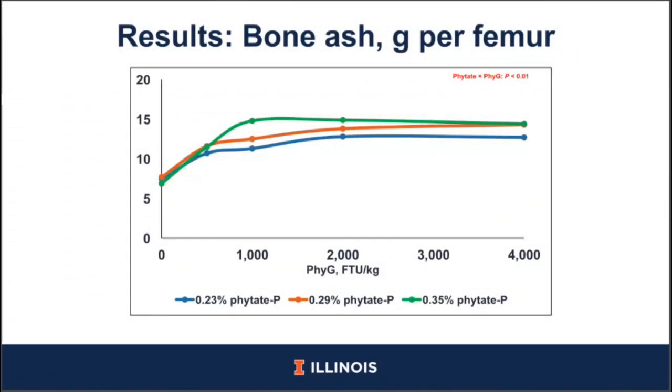Inclusion of PhyG to diets increased bone ash, but to a greater extent if there was 0.35 or 0.29% rather than 0.23% phytate-bound phosphorus in the diets. This is likely due to greater concentration of apparent whole tract digestible phosphorus that was liberated from phytate present in diets containing 0.35 or 0.29% phytate-bound phosphorus.